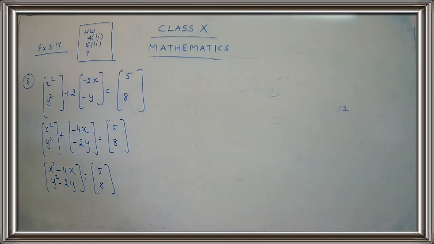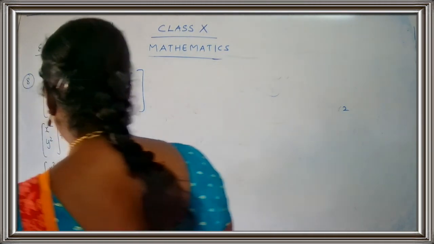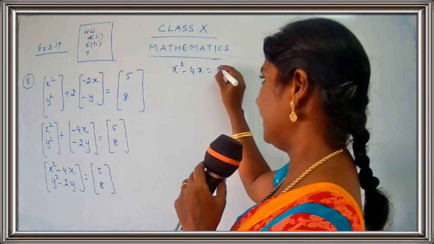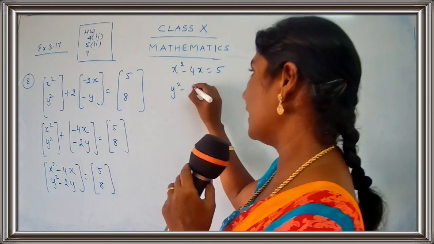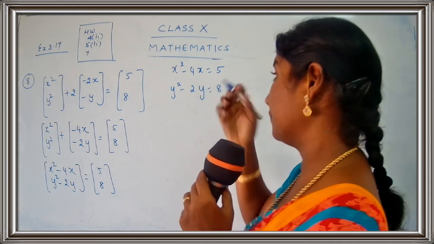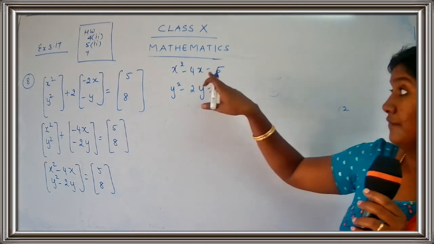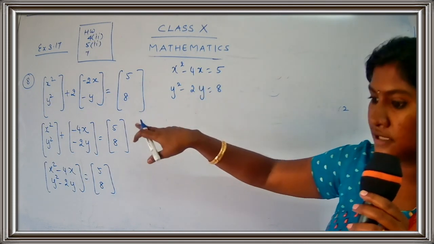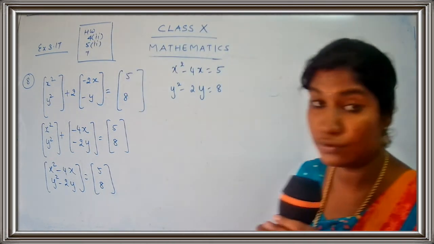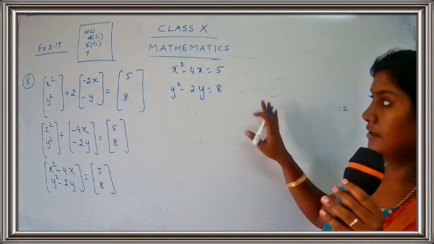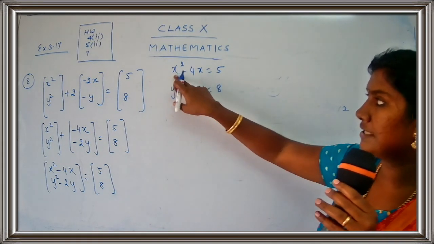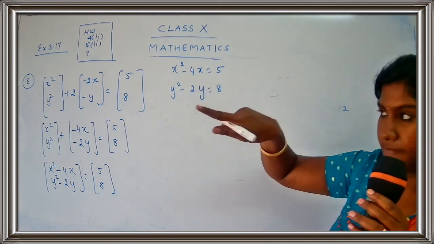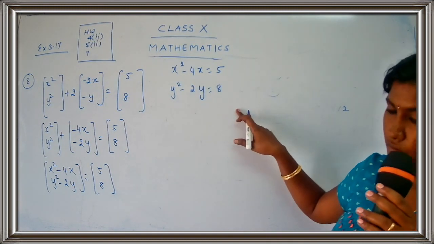So you are going to take the corresponding elements to be equal. So you get here x square minus 4x is equal to 5. And also you get y square minus 2y is equal to 8. So this is of the factorization. We have to think of the factorization here. For sum number 6 we use the elimination method. Now here you have to factorize because here it is dealing with one variable. The first equation deals with x variable, the second one deals with y variable.